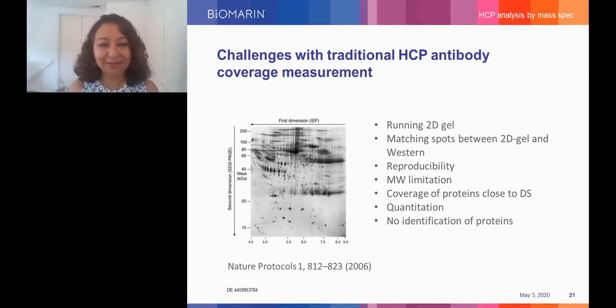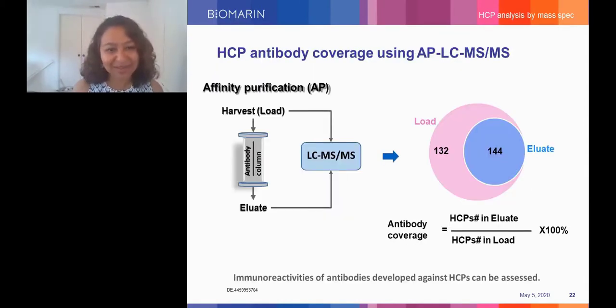Quantitation is also difficult, and what's a little bit frustrating to the mass spectrometrist who knows all about identification of proteins using mass spectrometry is that this kind of technology gives you no identification information at all. And that's a little bit of a disconcerting fact, given that we have all of this technology to do identification.